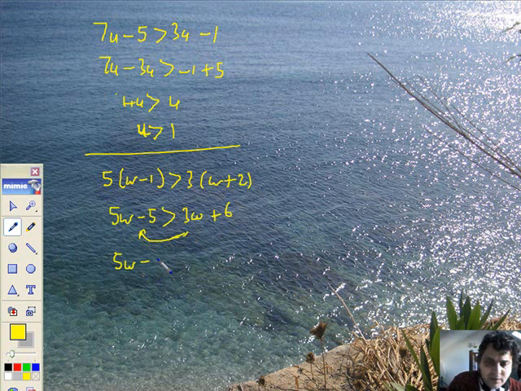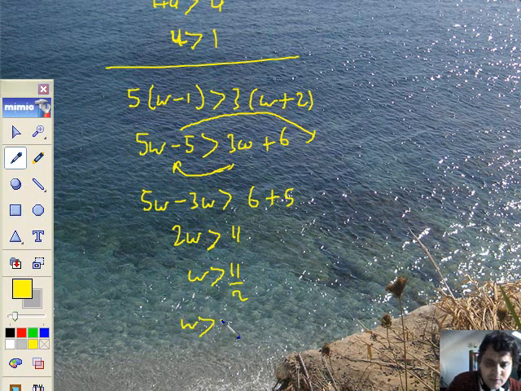So 5w minus 3w is greater than 6. Take my minus 5 over and add it. 6 plus 5. So 2w has got to be greater than 11. w has got to be greater than 11 over 2. So w has got to be greater than 5 and a half.